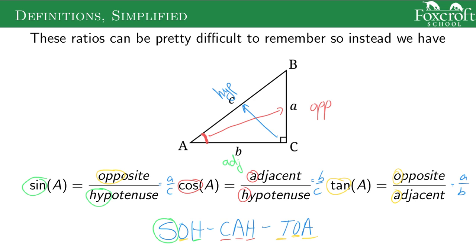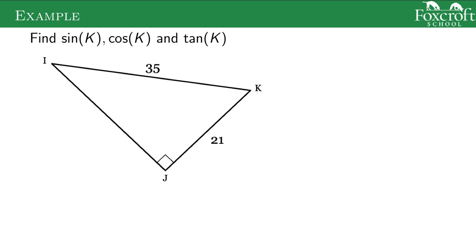So just saying Soh-Cah-Toa or being able to write Soh-Cah-Toa down is the simplest way to remember all three of these ratios. All right, so now what we're going to do, we're going to be given an angle we care about, in this case K. We're going to find the trig ratios based on that angle. So the first one we want to do is sine of K. All right, sine of K is the opposite side divided by the hypotenuse, right? Because Soh-Cah-Toa, let me write it up here so it's helpful.